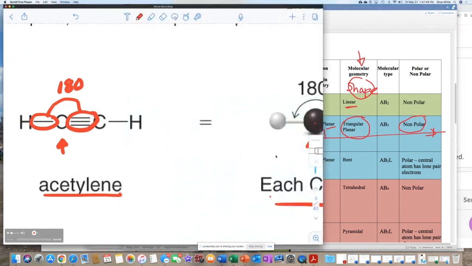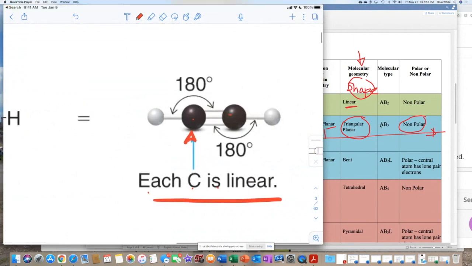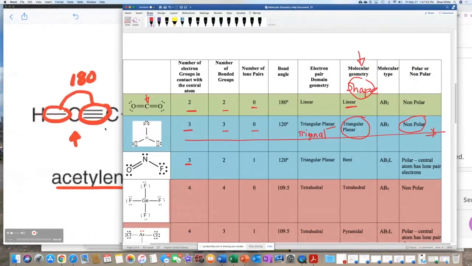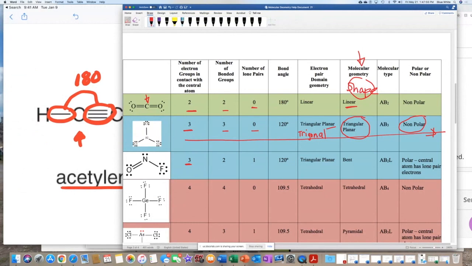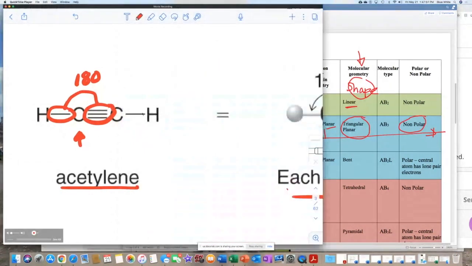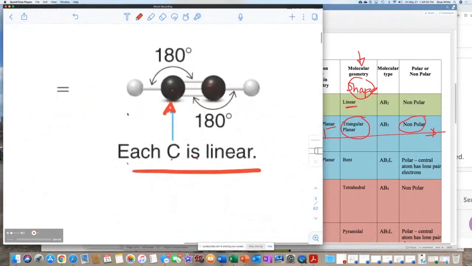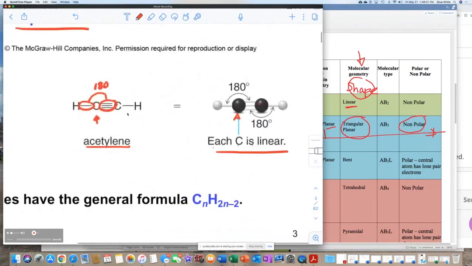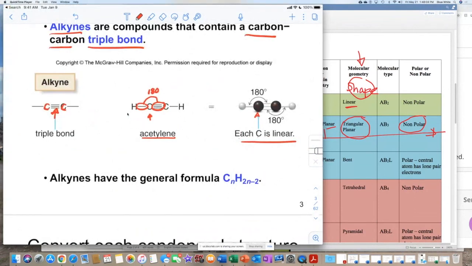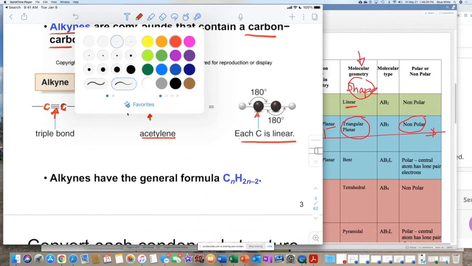I think they have that here, right? Each carbon is linear. And of course, in ours here, this is nonpolar. It just so happens in this one here too it is nonpolar, because remember, I mentioned this before, and I'll keep saying this over and over again. Before you know it, you'll be like, oh, I remember that.